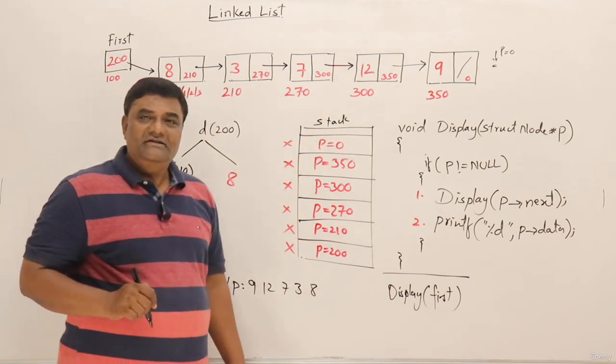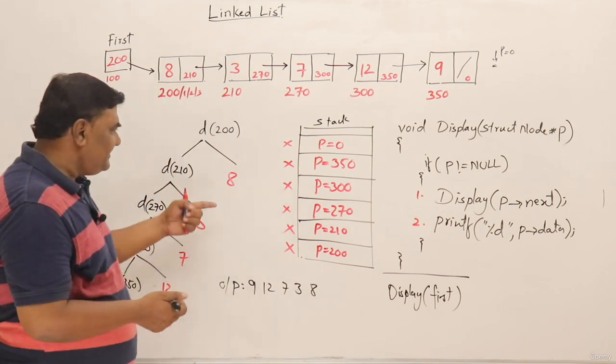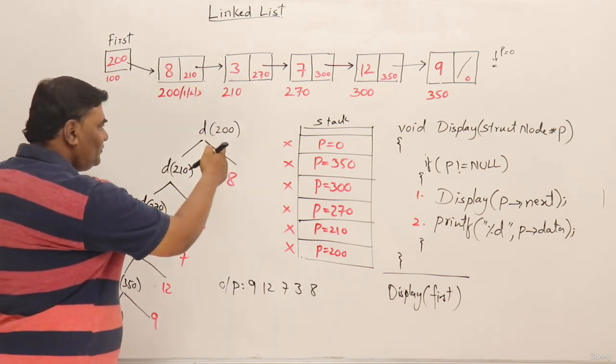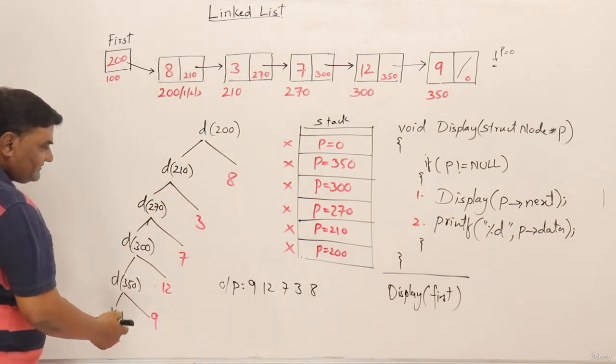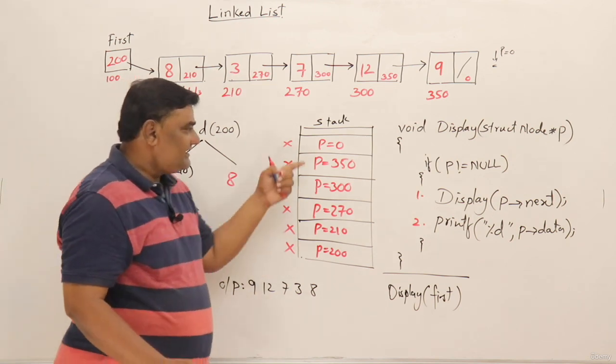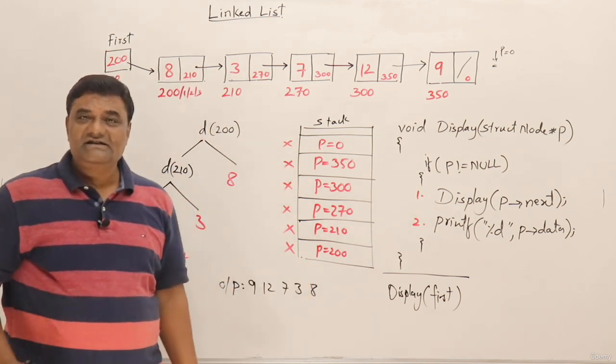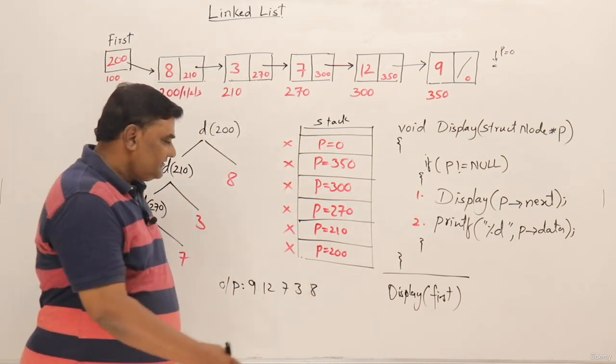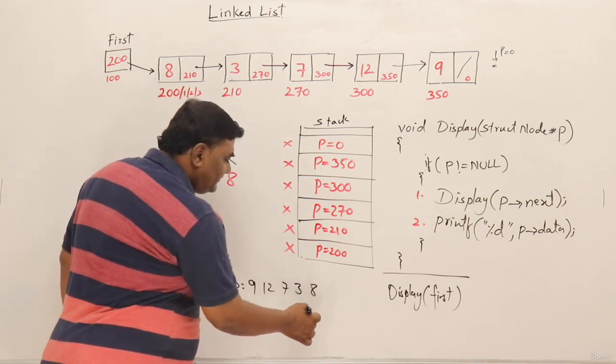Then what about the time and the space taken by the function? That is same amount of time. For 5 nodes, 1, 2, 3, 4, 5, 6 calls are there, and the size of the stack is also 6. So it is taking same amount of space and time. So the time and the space is order of n only.